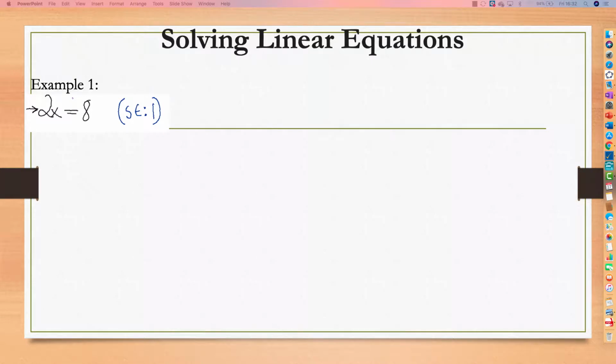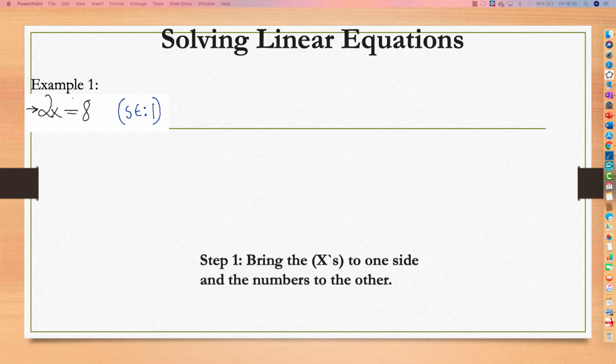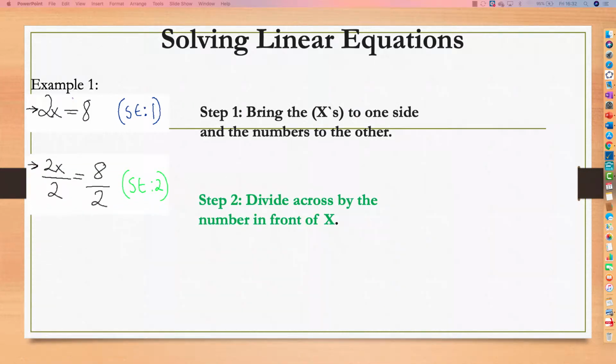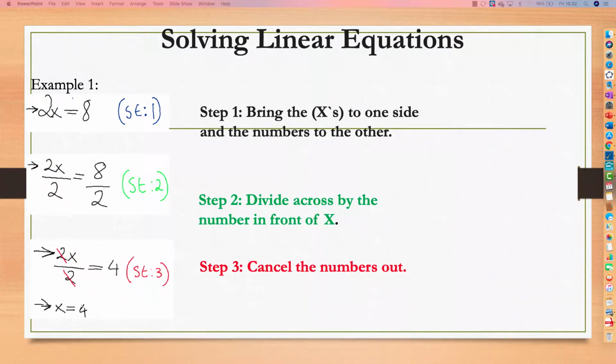If 2x is equal to 8 and I ask you to solve this, what would you do? How would we do that? Divide both sides by 2. We divide across by the number in front of x, which is 2. 8 divided by 2 is 4. Right, with that in mind, off you go. Solve the one on the wall.